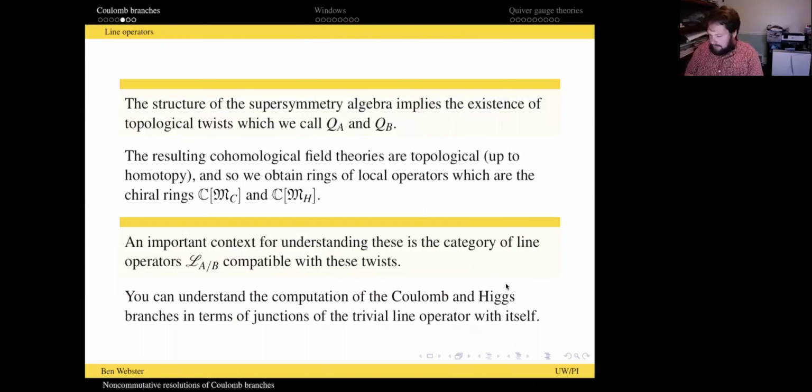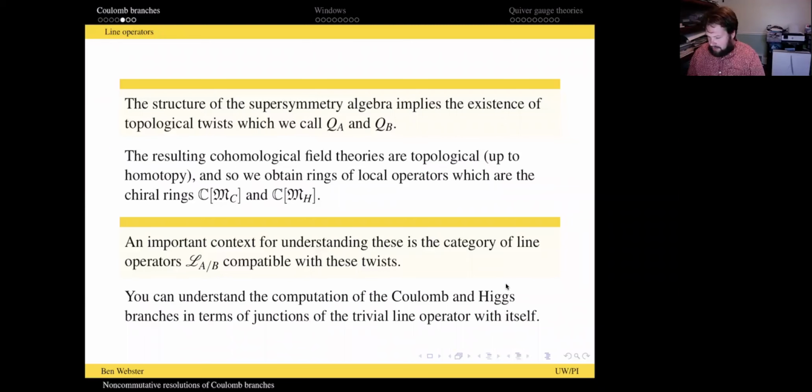Okay, so this was a very interesting thing for me to learn, that these Higgs and Coulomb branches are really connected to topological field theories, topological twists of this 3D theory. And so you can try to study other aspects of those field theories. The one that I am closest to understanding something about, and that's relevant to the story I want to tell, is the category of line operators in these twists.